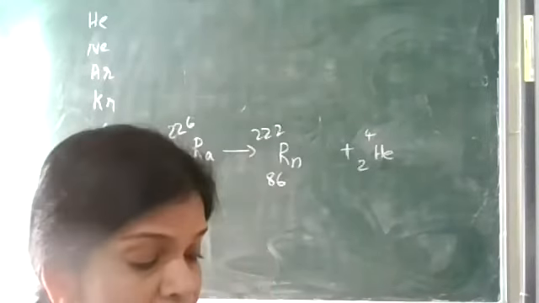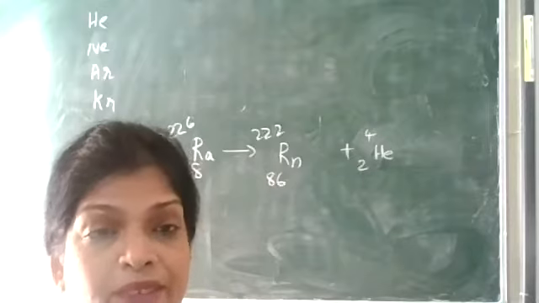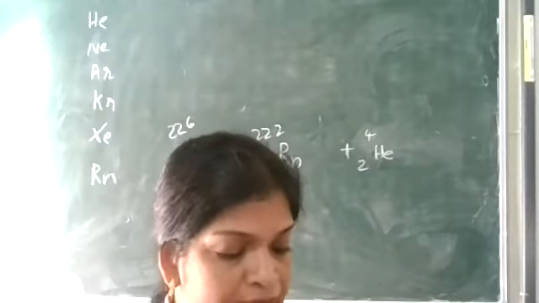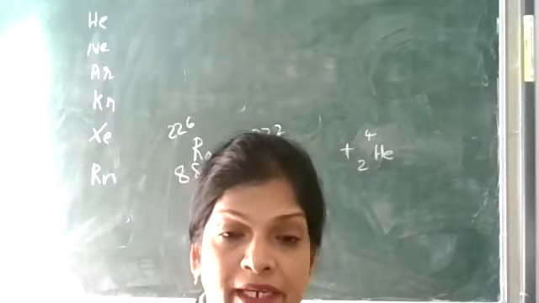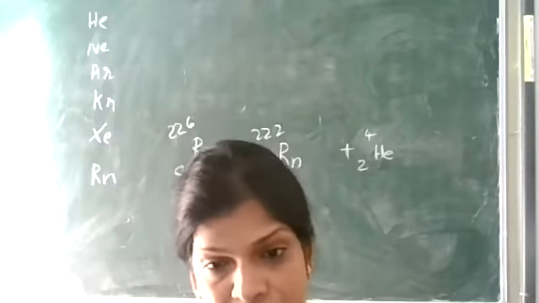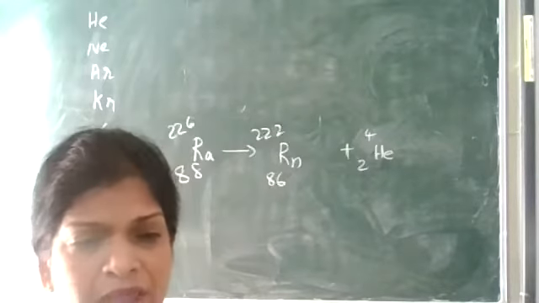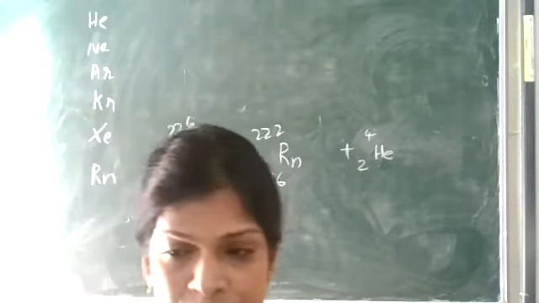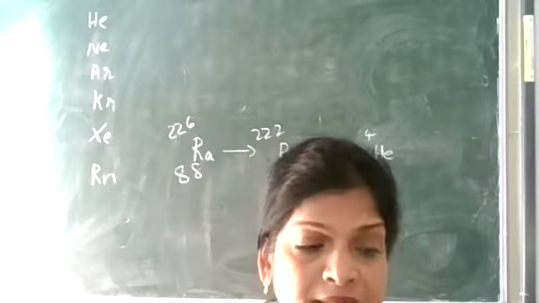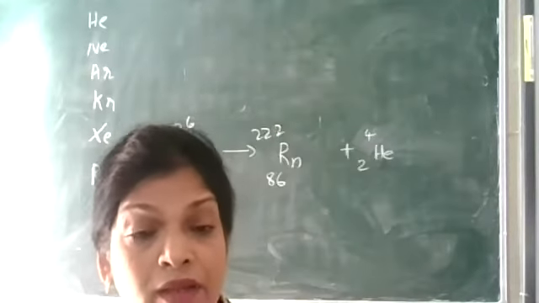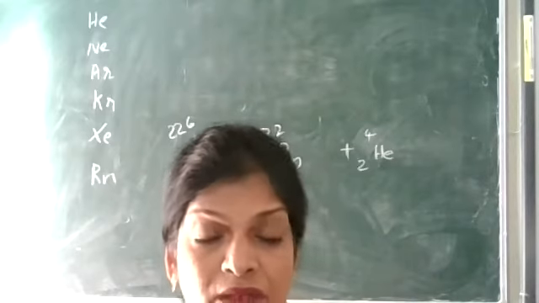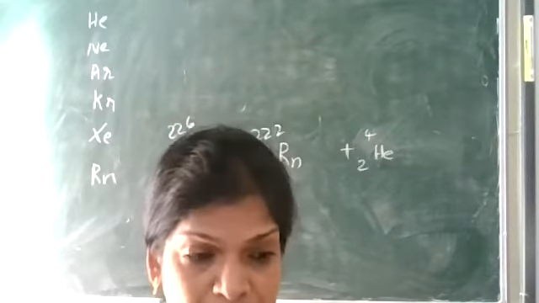Noble gases are unreactive. Why are they called noble gases? Because they do not mingle with or interact with others. The reasons: one is a completely filled valence shell, meaning the octet is complete. In the case of helium, the duplet is complete. The second reason is high ionization enthalpy. To take out one electron from the outermost shell, you have to supply a very high amount of energy.